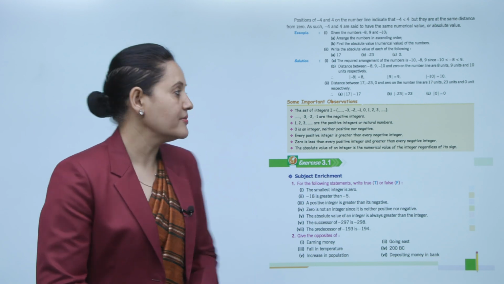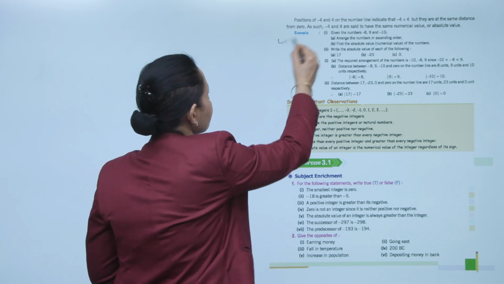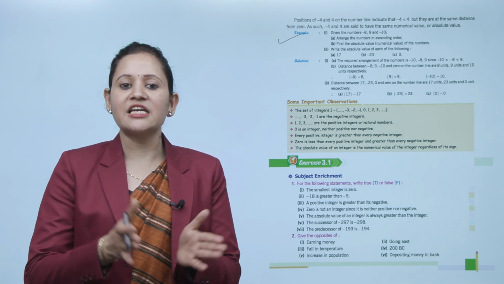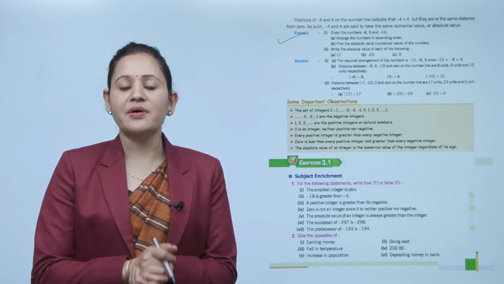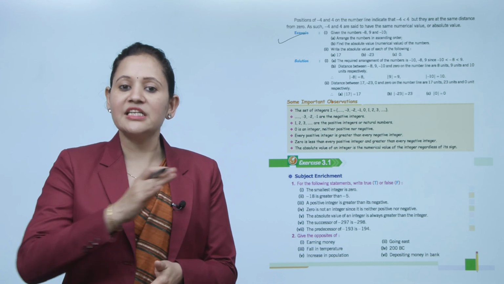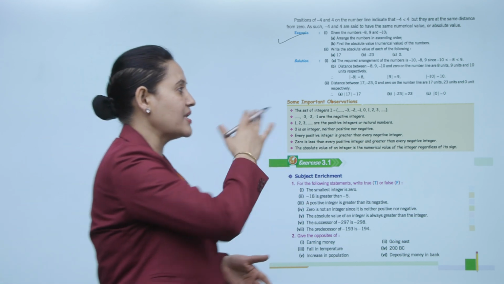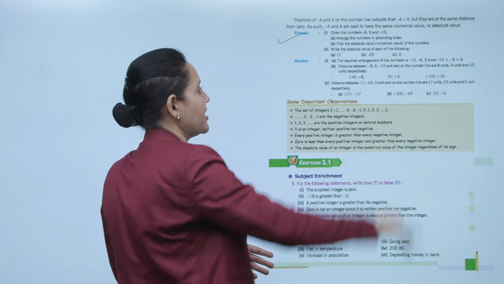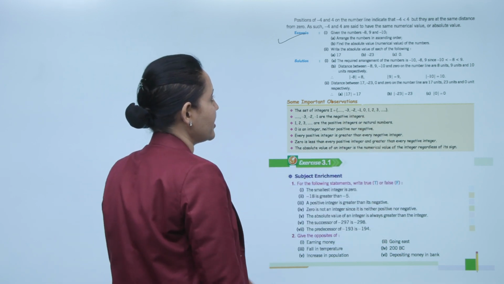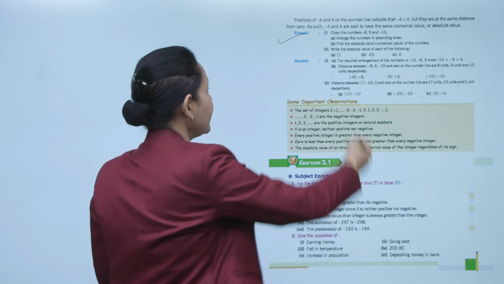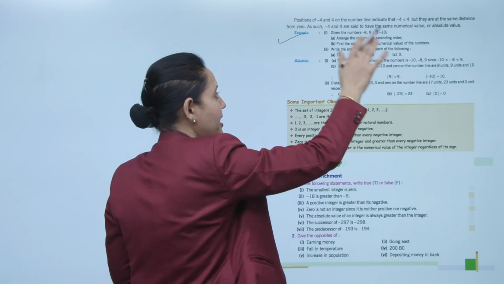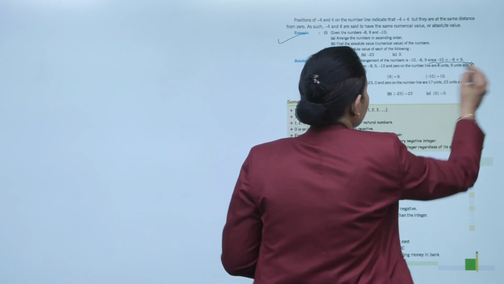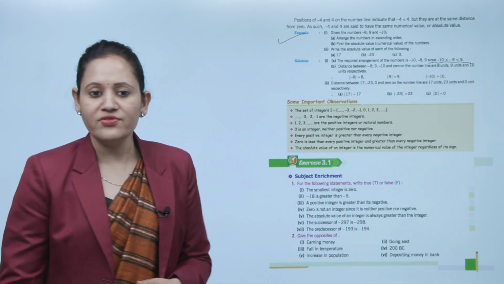We'll take an example. Given the numbers -8, 9 and -10, arrange the numbers in ascending order. Ascending means increasing order, that is, from least to greatest. The smallest number, if we look at the number line, is the leftmost number, that is -10, then -8 and then 9. So, this will be the ascending order of the given numbers.